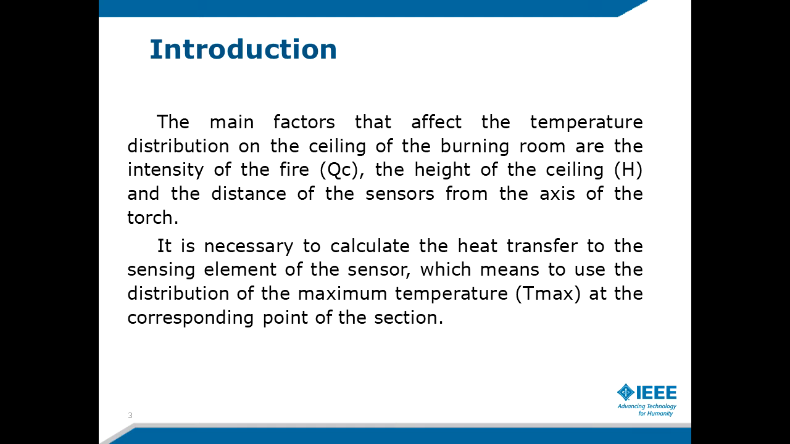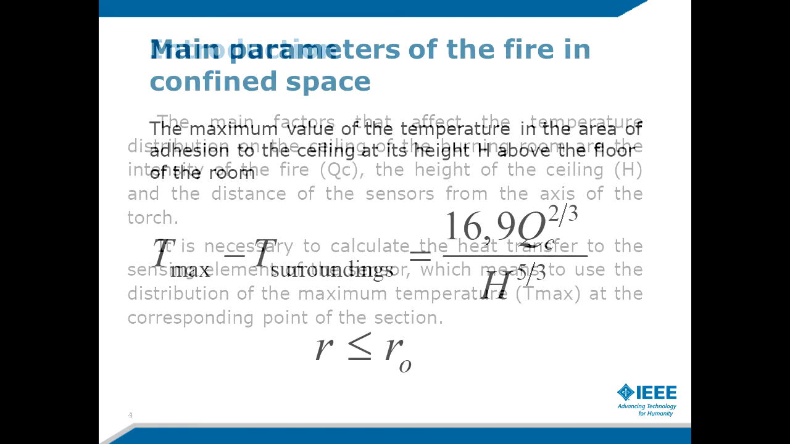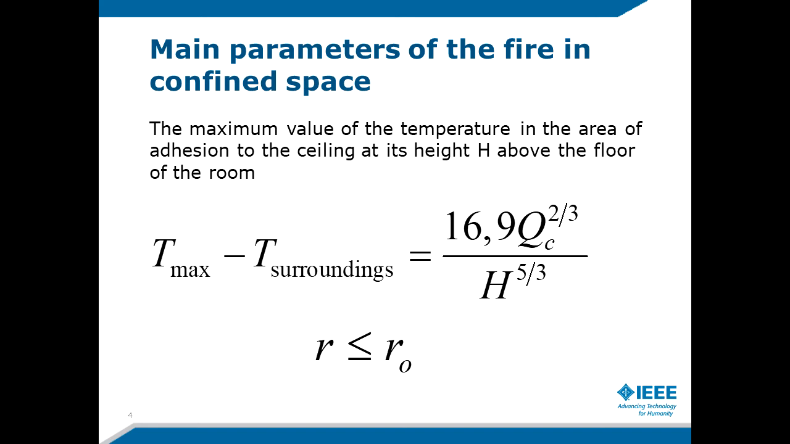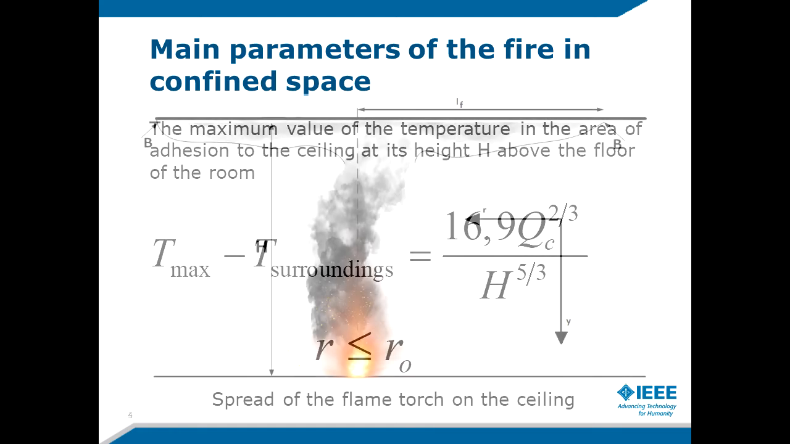It is necessary to calculate the heat transfer to the sensing element of the sensor, which means to use the distribution of the maximum temperature at the corresponding point of the section. The maximum value of the temperature in the area of adhesion to the ceiling at its height above the floor of the room is determined at a certain distance from the axis of the jet on the ceiling, lower than the thickness of the jet when the torch adheres to the ceiling of the room.